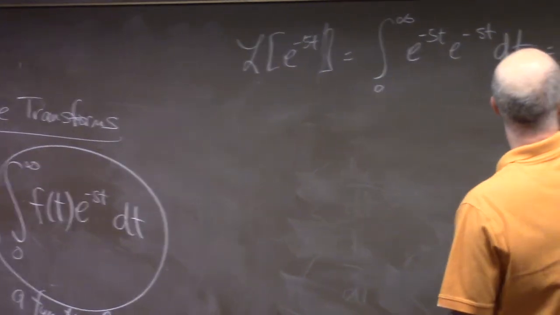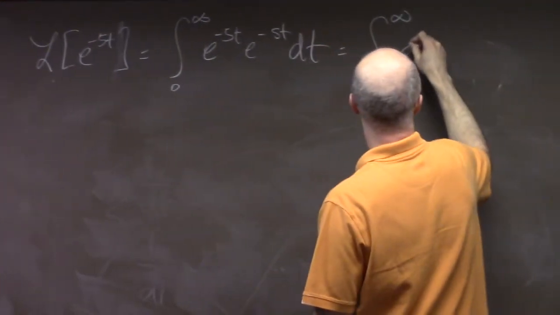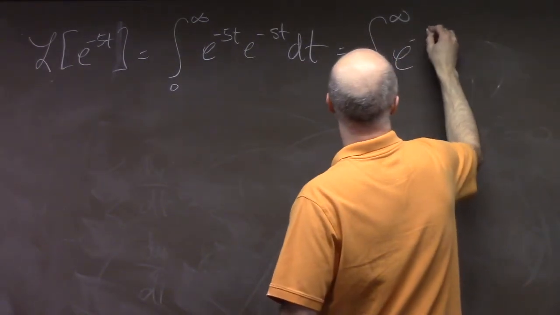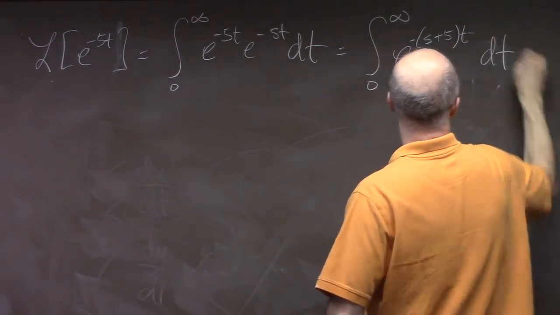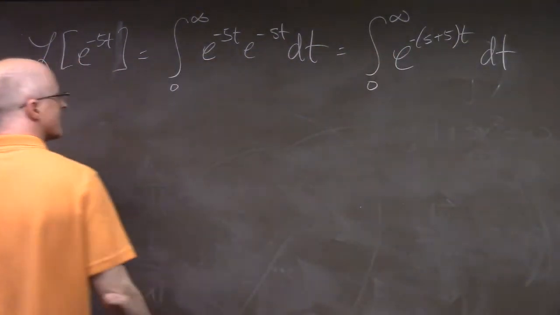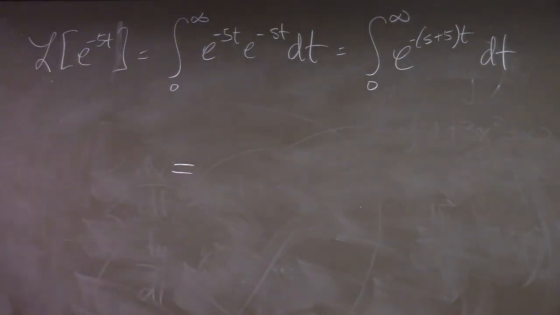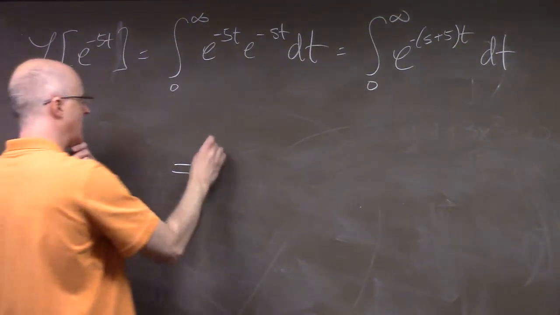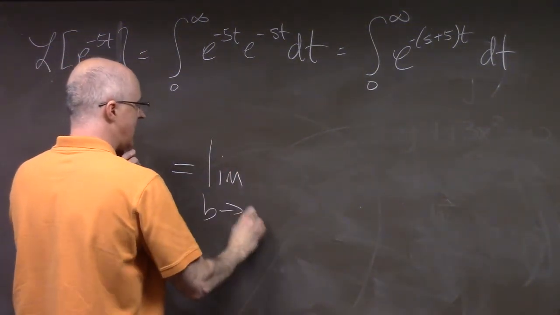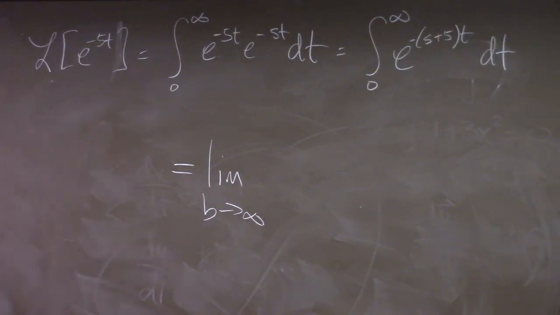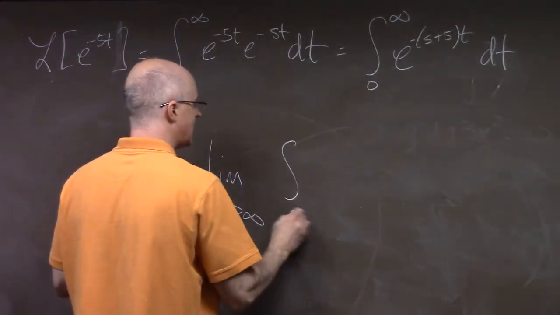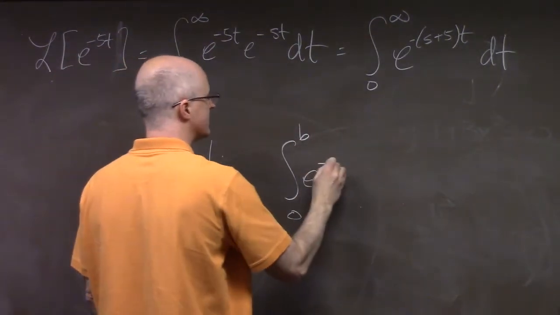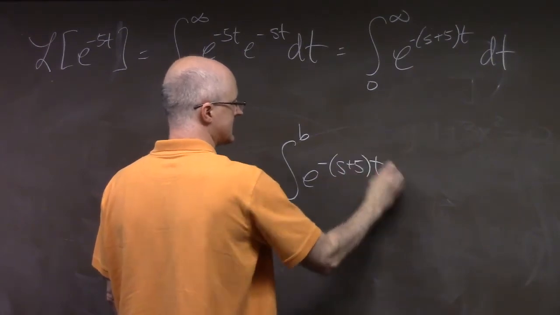Use properties of exponents. You can write this as a single exponential integrand, e to the negative (s plus 5) times t, dt. Technically speaking, such improper integrals are limits. I will be more like a mathematician today and write a limit sign. If I was a physicist, I probably wouldn't bother with the limit sign. But just to remind you, there is a limiting process involved, assuming the limit exists.